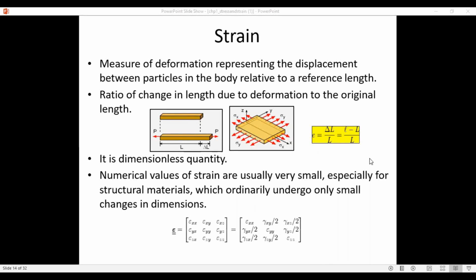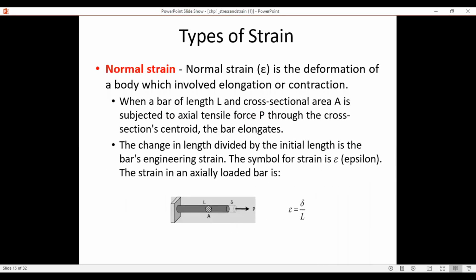Numerical values of strain are usually very small, especially for structural materials, which ordinarily undergo only small changes in the dimension. Types of strain. Normally, we can identify the normal strain. The normal strain is a deformation of a body which involves the elongation or the contraction. The change in dimension is actually the elongation or the contraction.